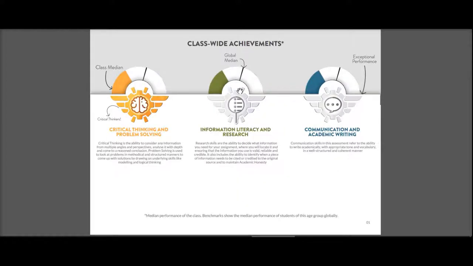What you see first is how the class is doing as a whole against their peer group in similar schools like yours around the world. This is giving you information on three big skills: critical thinking and problem solving, information literacy and research, and communication and academic writing. This colored bar represents the median score that the class has achieved, and this is the benchmark, or the median score that similar students in other schools like yours around the world are achieving.